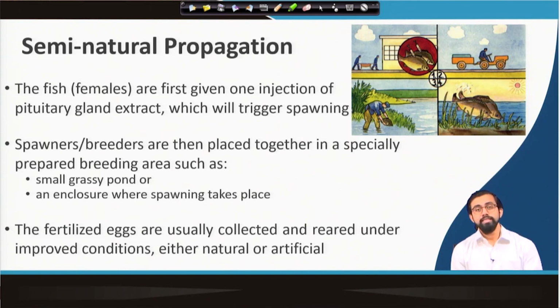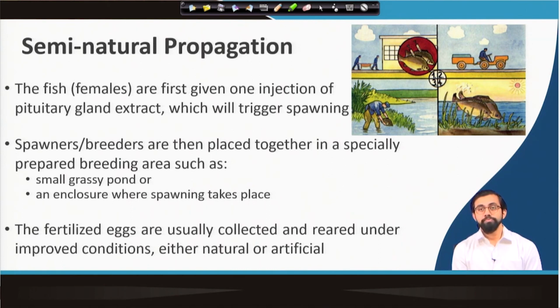So, at this stage you just need to know that the enclosure has to be sufficient for the breeders or the spawners to survive in a very optimum environmental condition for them to go for proper spawning. The fertilized eggs, after the spawning takes place, are collected and reared under improved conditions, either naturally or artificially. This kind of propagation technique we call semi-natural technique.